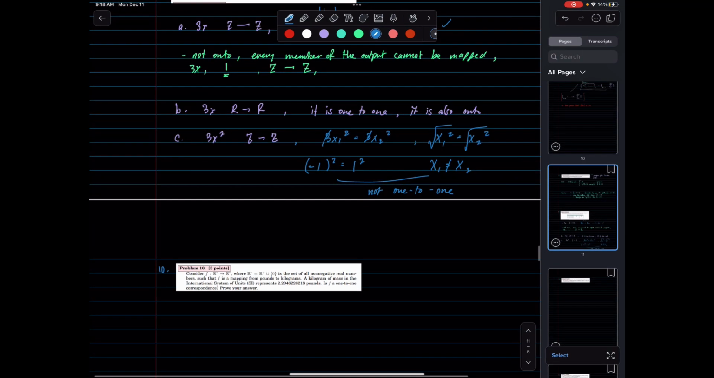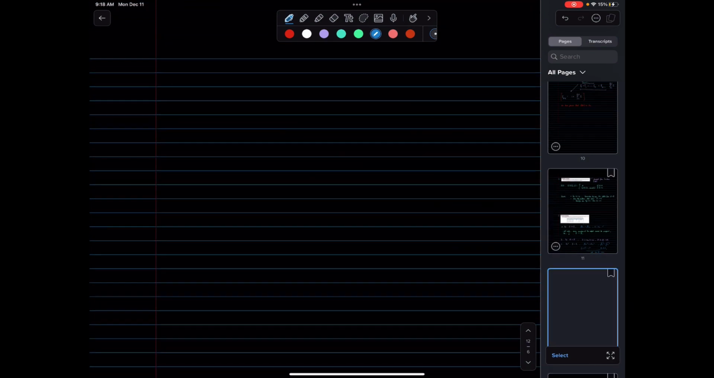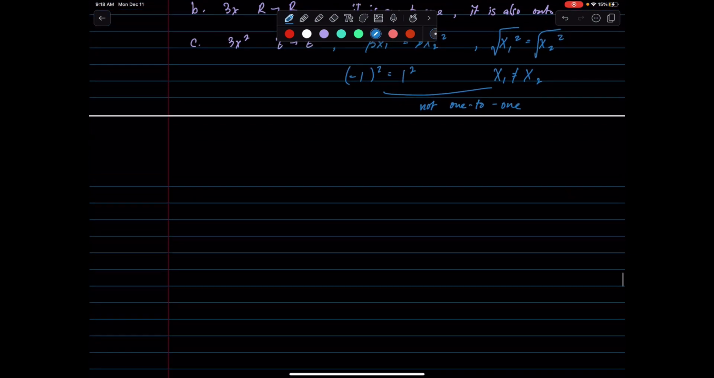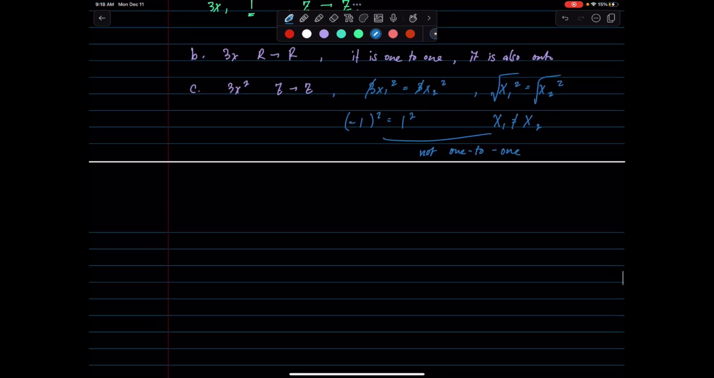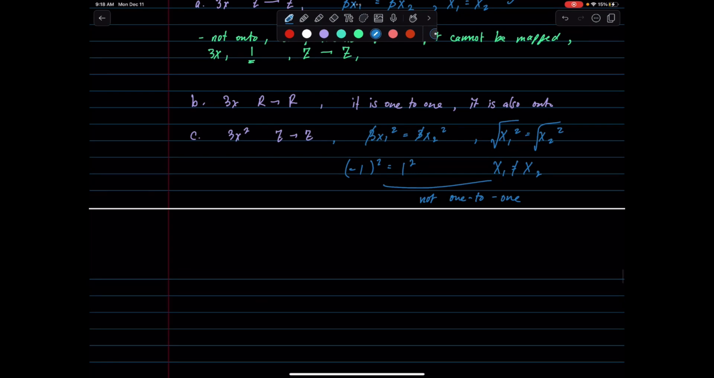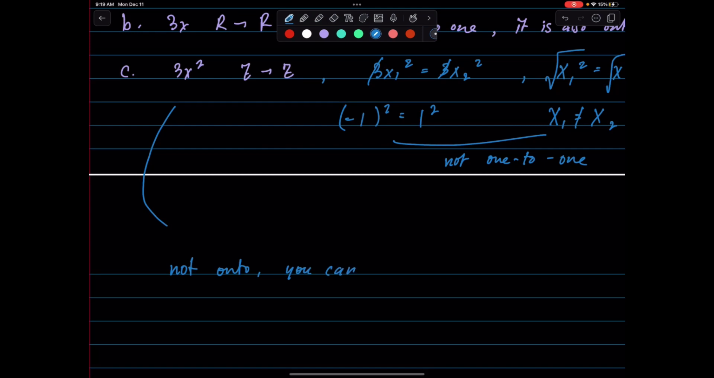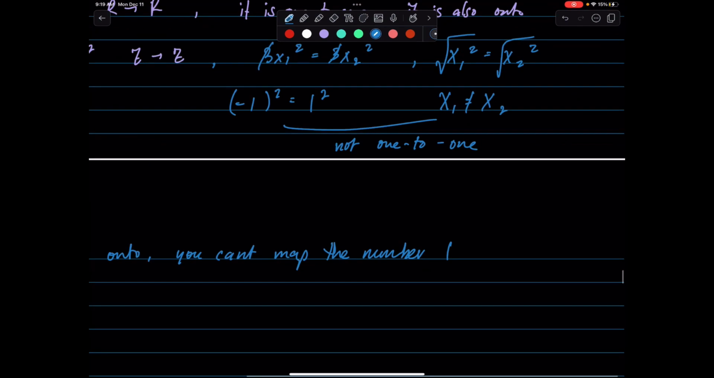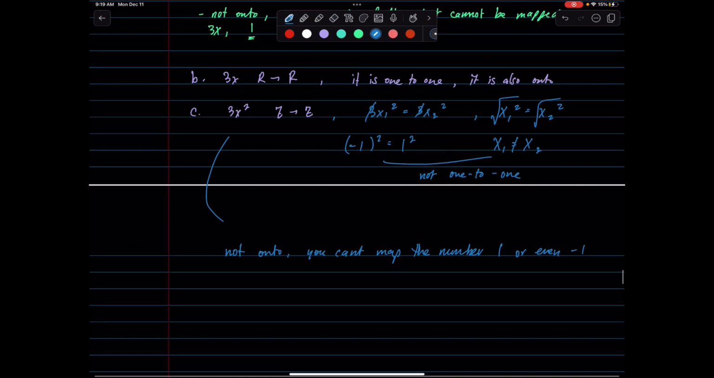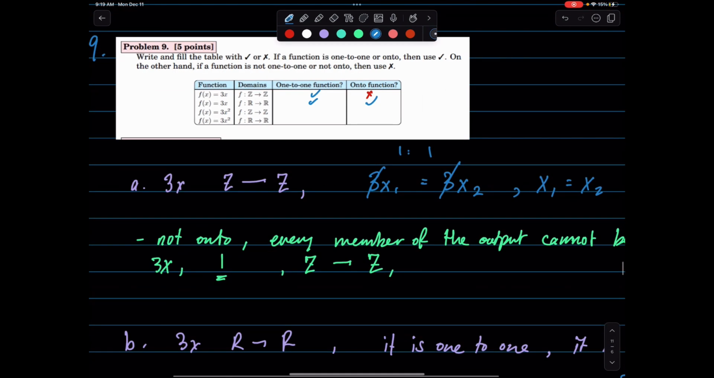And onto, let's see. This is not onto either because, once again, you can't map the number 1 or even -1 as well. So this is not onto and not one-to-one.